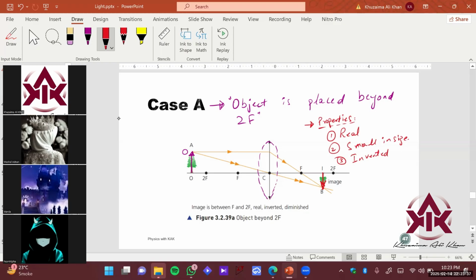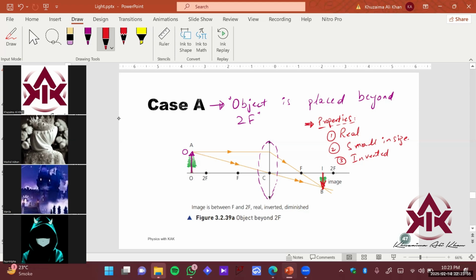And why is it real? It cannot be formed in a plane mirror, right? So a plane mirror cannot give us this. It is real basically because it is formed inside the lens over here, right? That is why it is real over here. And this is the property which you should learn by heart. Okay, these are asked multiple times.